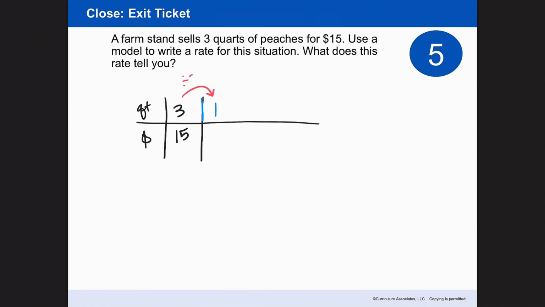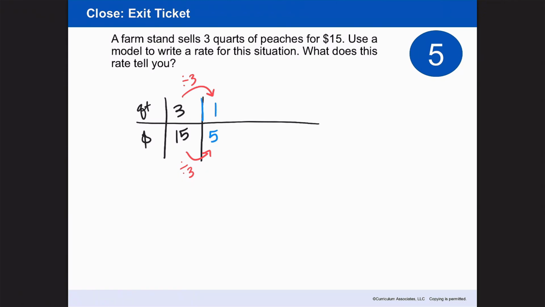I'm going to divide by 3 on both the top and the bottom. Okay, and 15 divided by 3 is 5. So I know my unit rate here. This is my unit rate. I know that there's a relationship of 5 in between here, right? So either I'm going to multiply by this number to find out how many quarts, or I'm going to divide to figure out how much there is. Okay, so I know that for every 1 quart of peaches, it's going to cost $5.